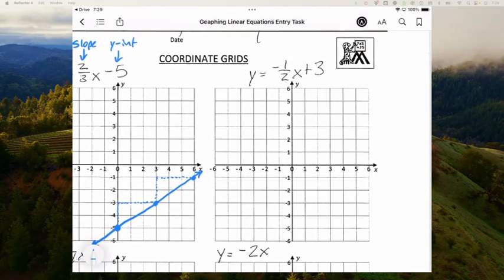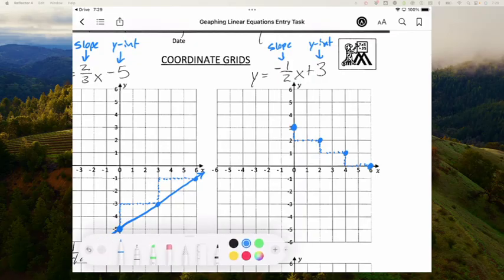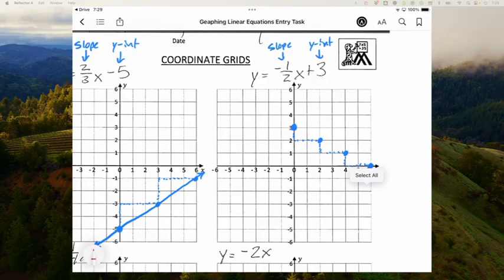Next we have -1/2 x plus 3, remembering again that that is our slope. And that is our y-intercept. So we need to begin this graph at +3 on the y-axis. And then that slope says to go down 1 and to the right 2. And alternatively, instead of down 1 and to the right 2, you could do the opposite, which is up 1 and to the left 2.